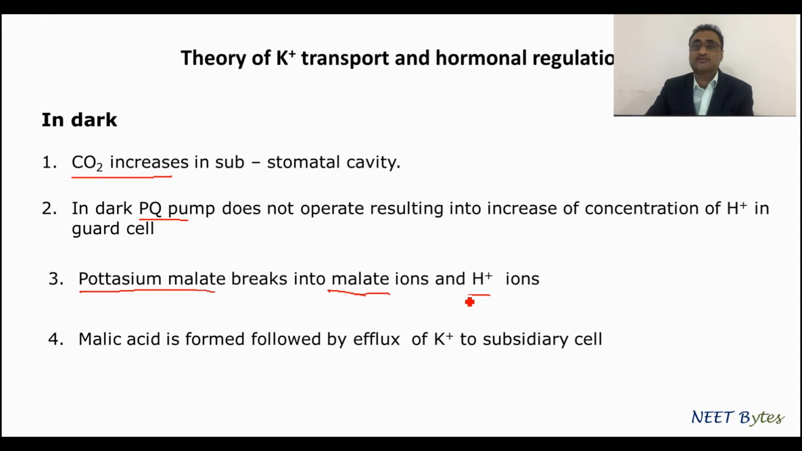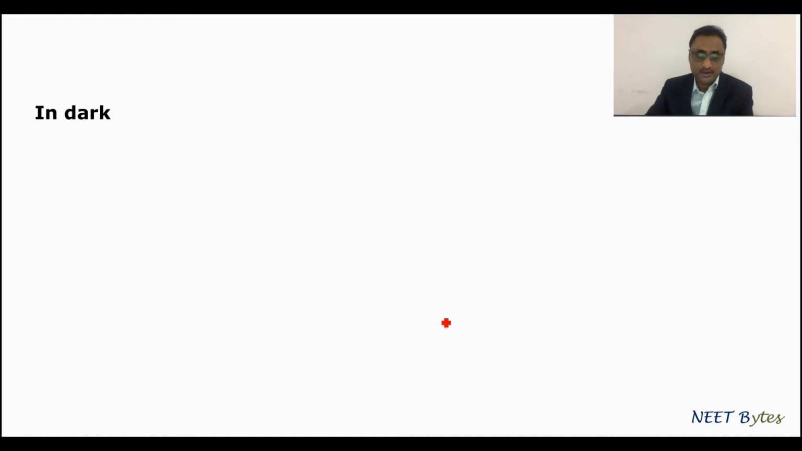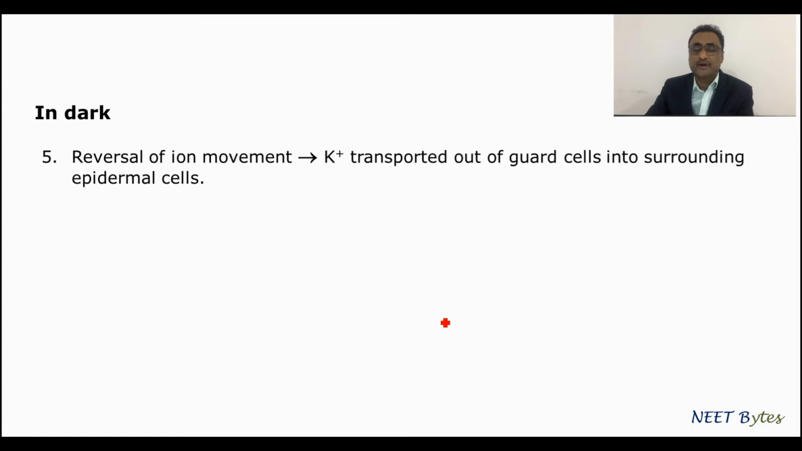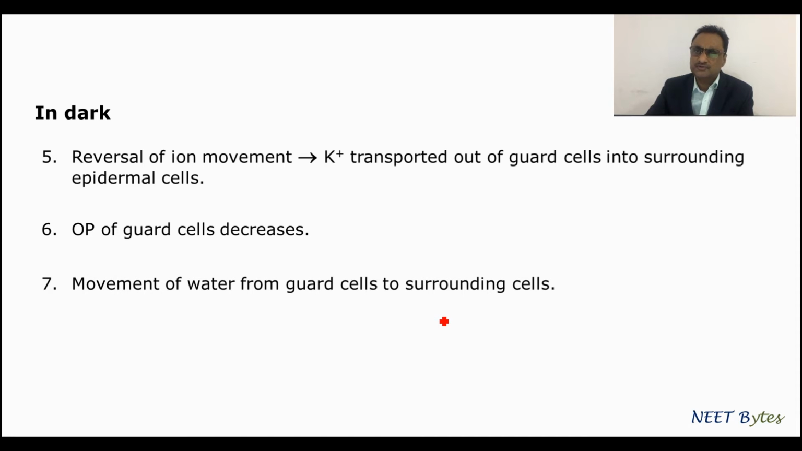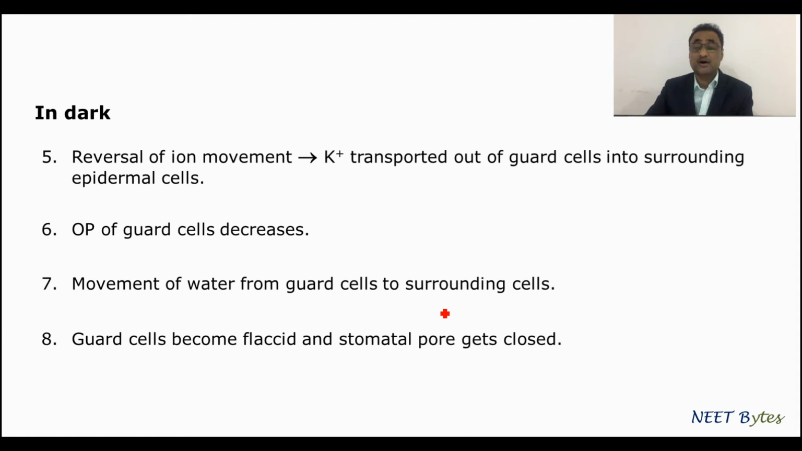Now the moment malic acid is formed, you know very well that the osmotic potential of the guard cell is going to decrease. So this will result in the efflux of potassium ion, that is the potassium ion will start moving from guard cell to the subsidiary cell, okay, and this will eventually lead to exosmosis, and as a result the guard cell is going to become flaccid, and if it becomes flaccid, then the stomata are going to close. So this is how, through the active potassium ion theory, the movement, the opening and closing of the stomata, has been explained, right?